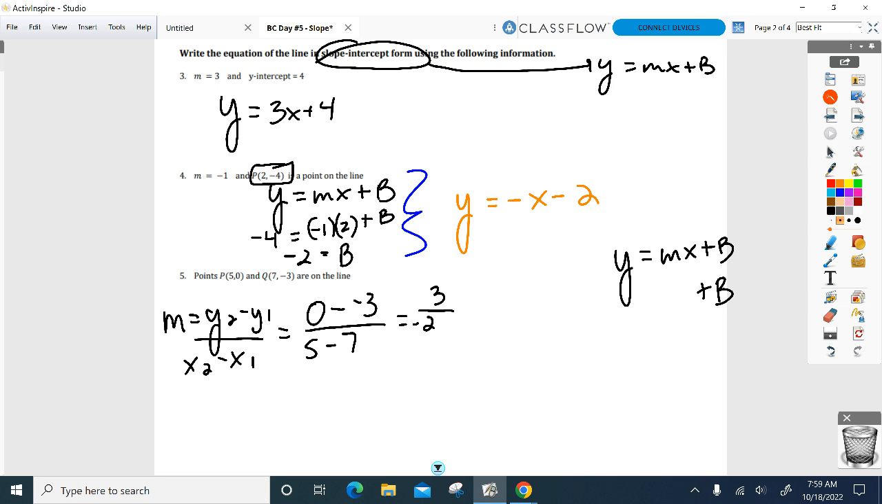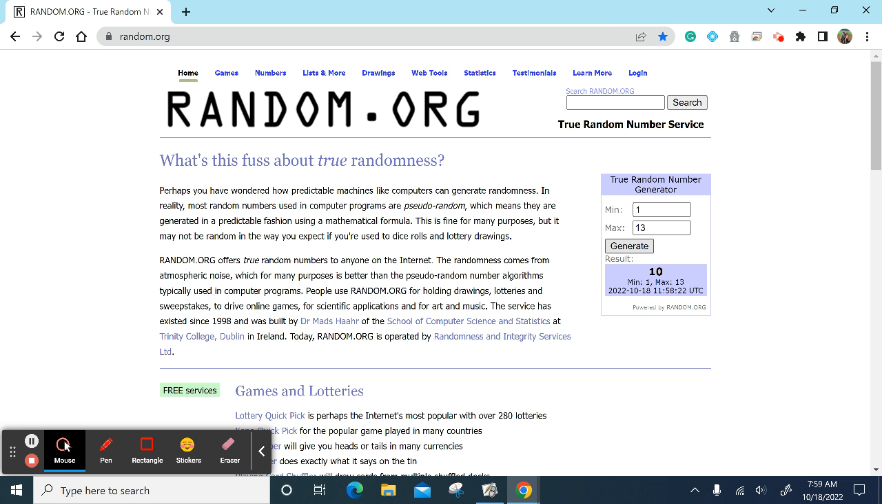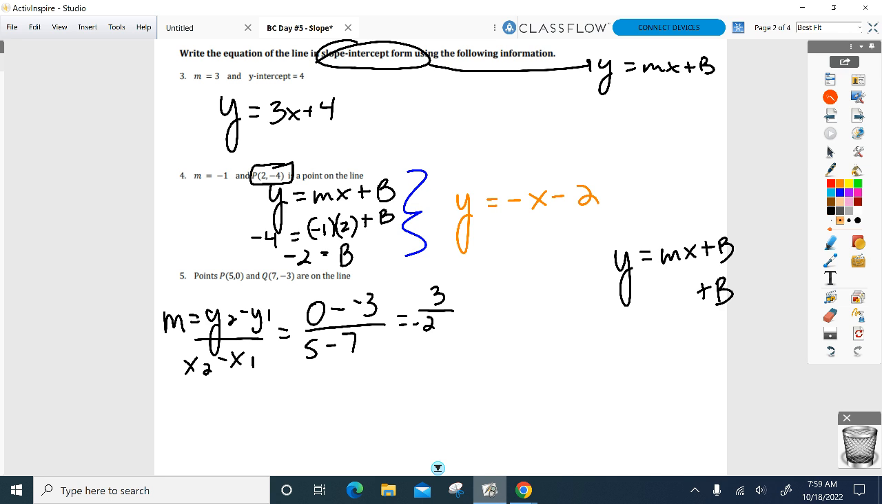If we use point P, what am I plugging in for y? Give that one away. 5. What am I plugging in for y? 0. How about m? Keep it going. For m, negative 3. Wait. M's your what? 3 over 2. Yep. We just did the 3 over negative 2. And what's your x value if we picked point P?